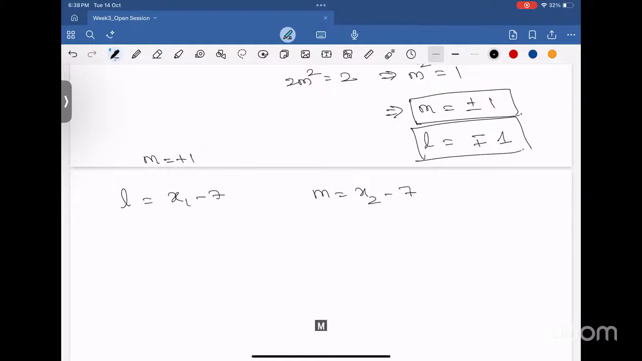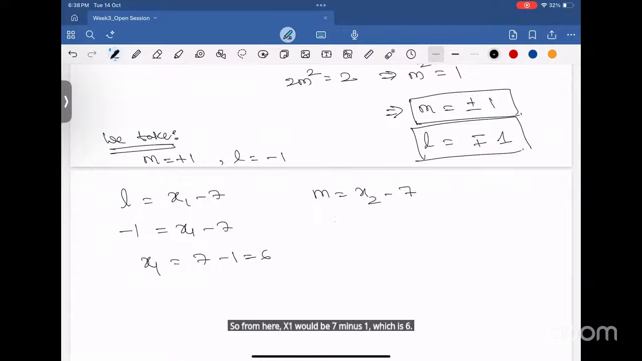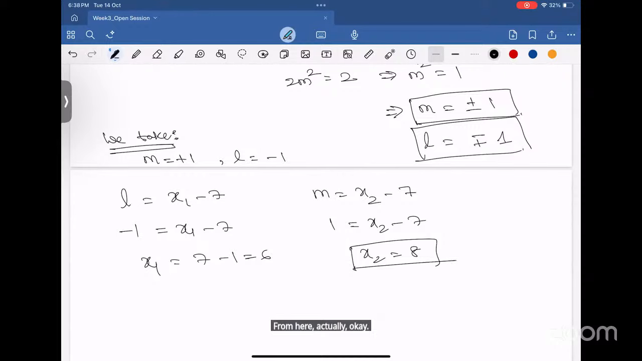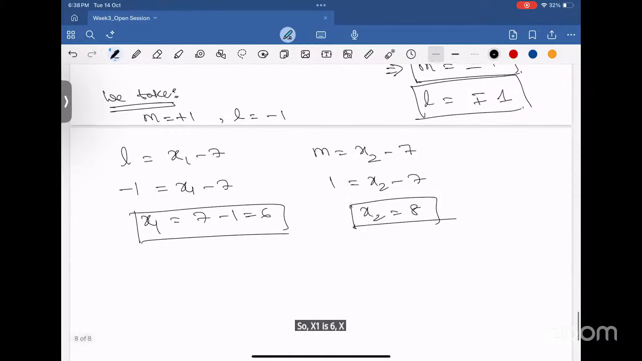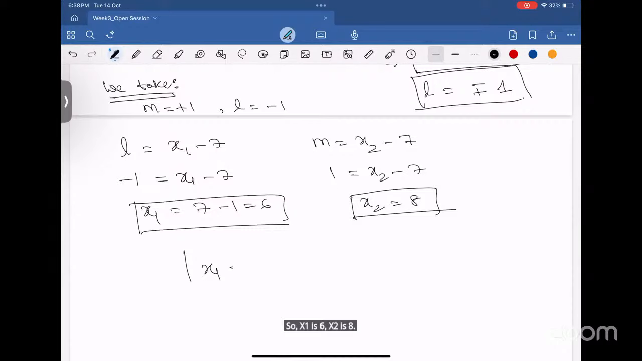M to be plus 1, and L to be minus 1. Then minus 1 is x1 minus 7. So from here, x1 will be 7 minus 1, which is 6. And here also, M is 1, x2 minus 7. From here, x2 will be 8. So x1 is 6, x2 is 8. The absolute difference between x1 and x2 is modulus of 6 minus 8, so modulus of minus 2, which gives us 2.